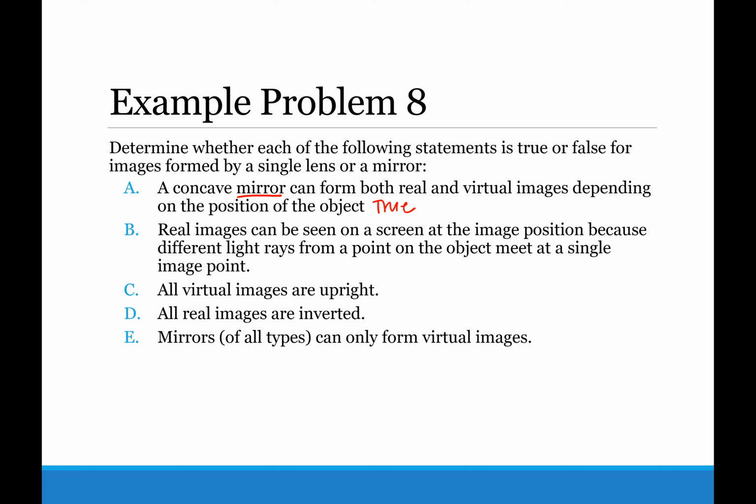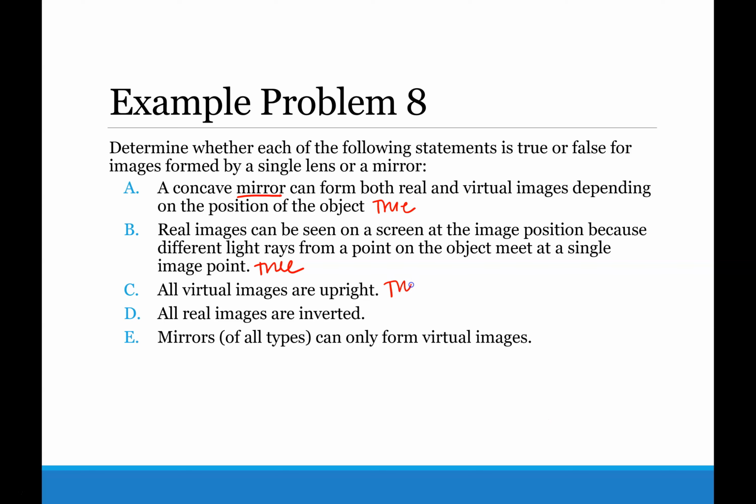So that is true. B reads, real images can be seen on a screen at the image position because different light rays from a point on the object meet at a single image point. B is true. And the reason why is because that's the very definition of a real image, when light rays converge, regardless if it's on a screen or if it's not on a screen. So that is true. C is all virtual images are upright.